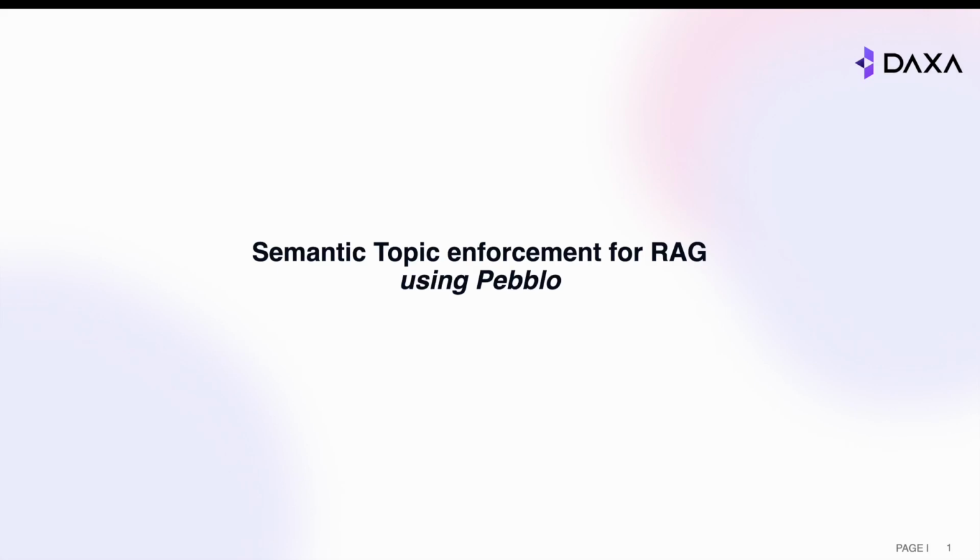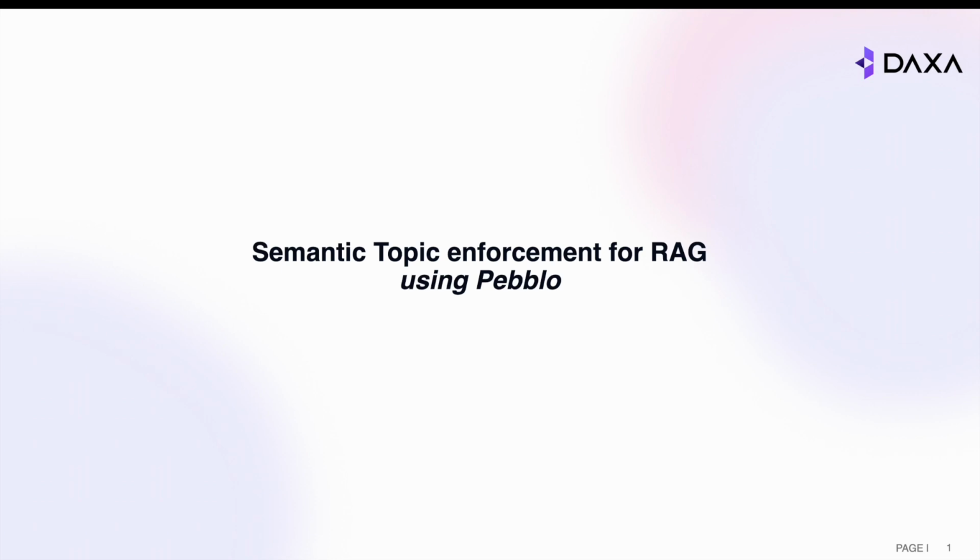Welcome to this demo on Semantic Topic Enforcement for RAG using Pebblo. This builds on the previous demo on Identity-Aware RAG, where authorized identities in the data sources are enforced at retrieval time using Pebblo SafeLoader. Now, as a next step in your governance layer, you can do enforcement based on semantic topics of document chunks ingested into the vector database.